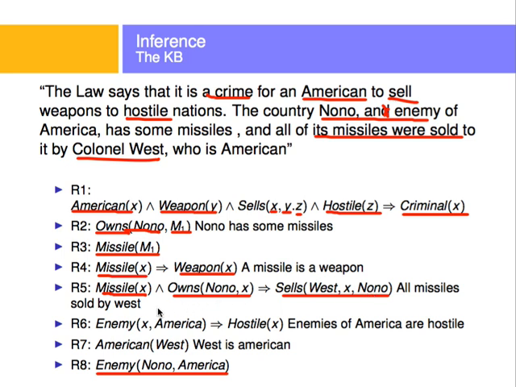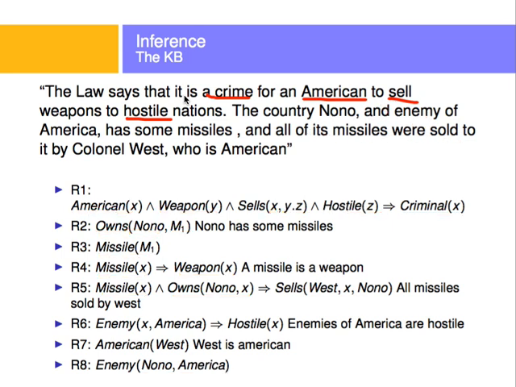Then also we know that here the rules talk in terms of hostility. Well, we know that any enemy of America is hostile from the American point of view. And then we also know that West is an American. So we've translated this whole problem into rules in a knowledge base. Okay? Now this is my knowledge base. Now let's start doing inference on it.